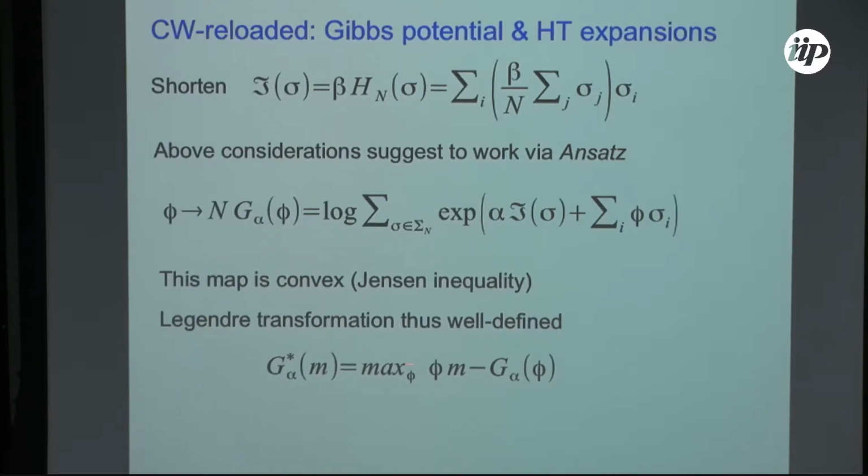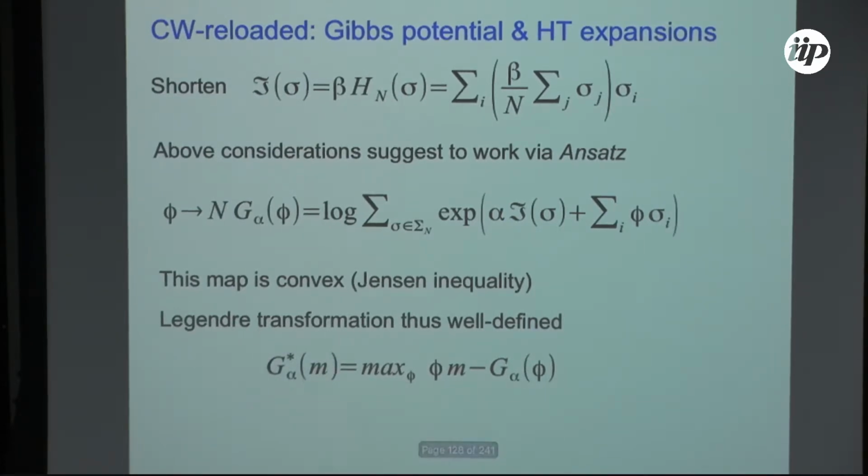So I will consider the Legendre transformation, which is this object: the maximum over all possible phi of phi m minus the function. This is important, it is a maximum because it's a convex functional. Of course, you recognize this: I'm introducing a Gibbs potential, a Helmholtz free energy.